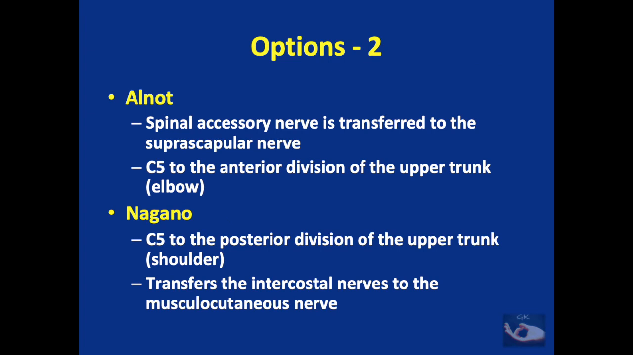Experts have formed their own protocols. Allieu, for instance, uses the spinal accessory nerve to the suprascapular nerve and the available C5 root to the anterior division of the upper trunk to achieve elbow flexion. Nagano et al. use the C5 to the posterior division of the upper trunk to get shoulder function and transfers of the intercostal nerves to the musculocutaneous nerve for elbow function.